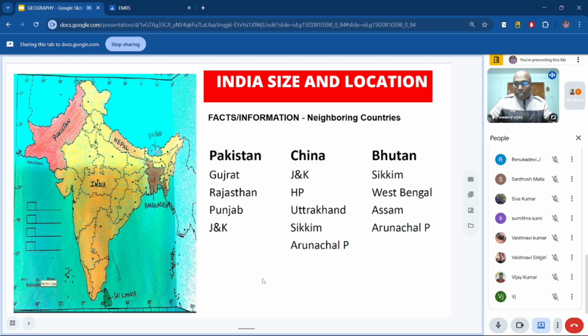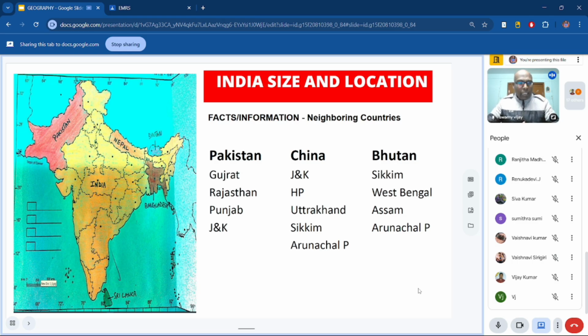Ladakh is a Union Territory, and Jammu and Kashmir is also a Union Territory. These 2 Union Territories and 3 states have borders with Pakistan. If you come to China, Jammu and Kashmir may not have a border, but Ladakh has a border with China. Himachal Pradesh has a border with China. Uttarakhand has a border with China. Sikkim has a border with China, and Arunachal Pradesh has a border with China. Then Bhutan: Sikkim state has a border with Bhutan, as do West Bengal, Assam and Arunachal Pradesh. So these are the states and union territories which have borders with other countries.